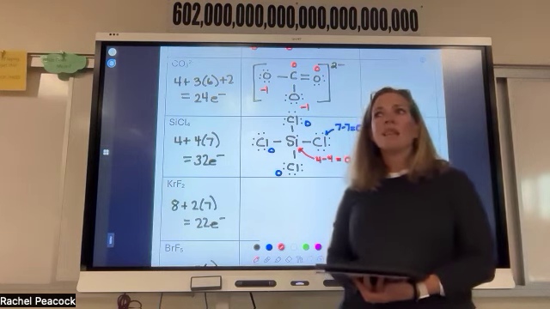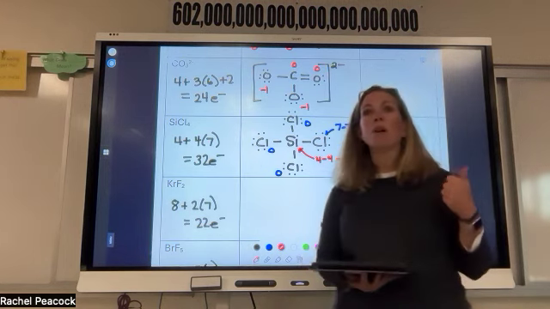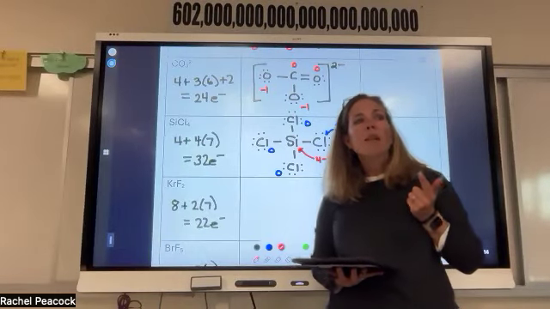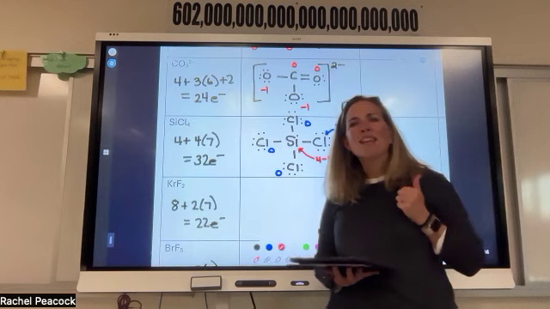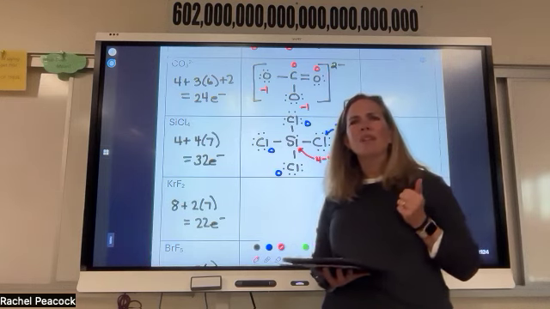What's the next step? So count valence electrons. Boom, 22. What's the next step? Place the least electronegative atom in the center. Who is less electronegative, krypton or fluorine?